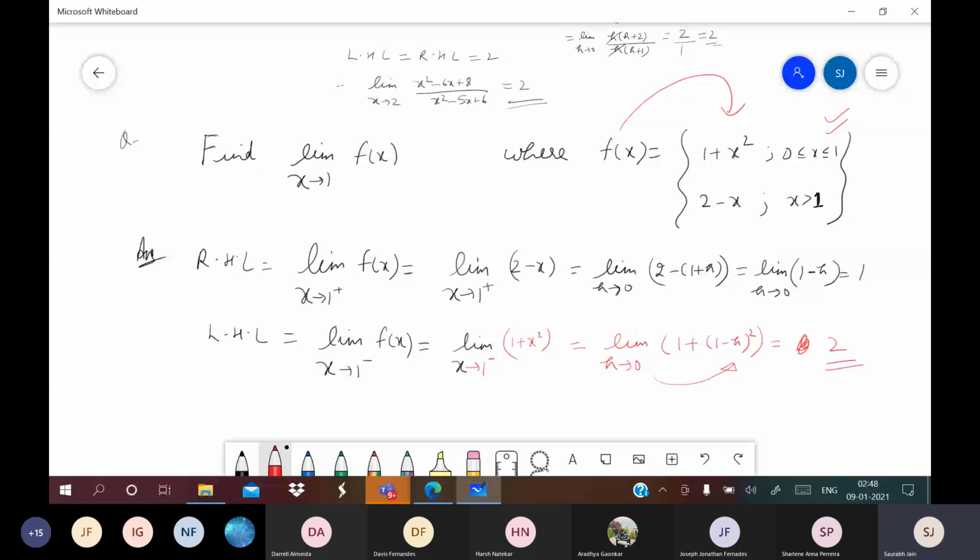That means LHL is not equal to RHL, and this implies limit of f(x) at x tends to 1 does not exist. This is the meaning.